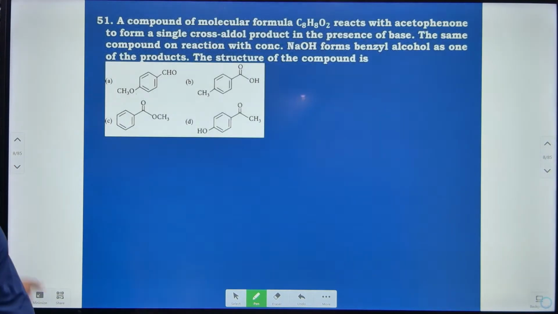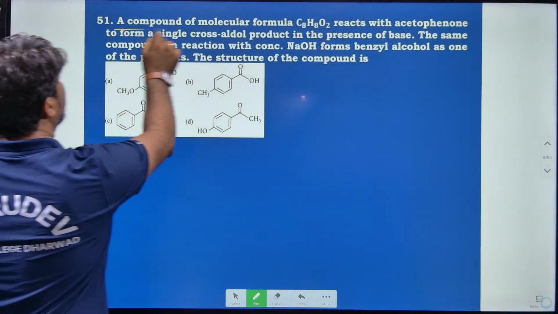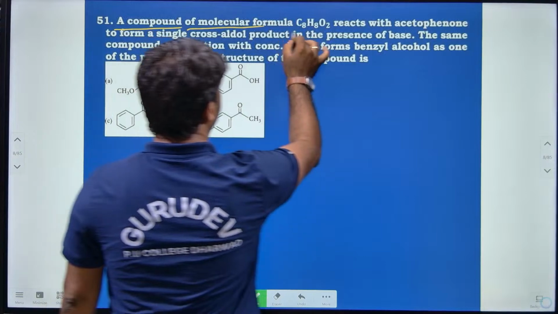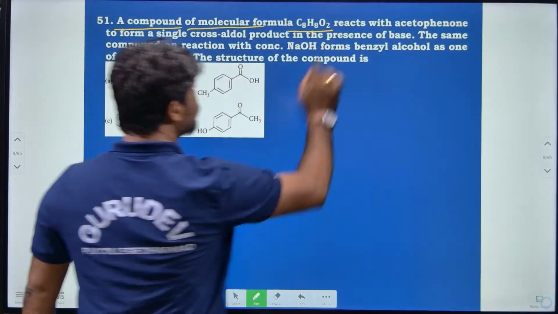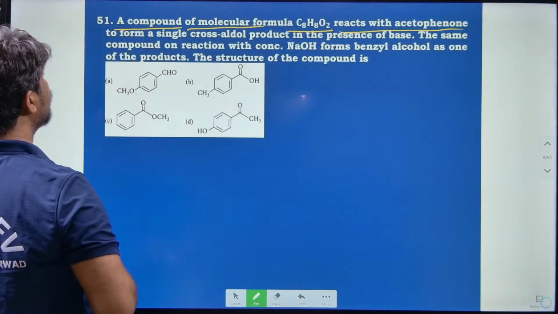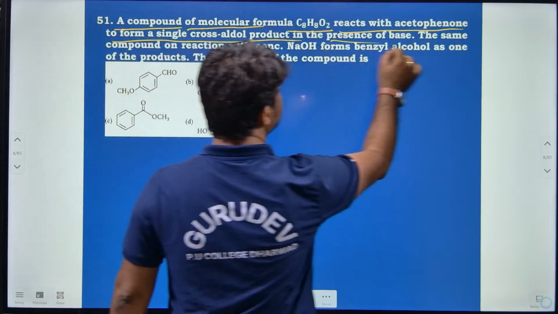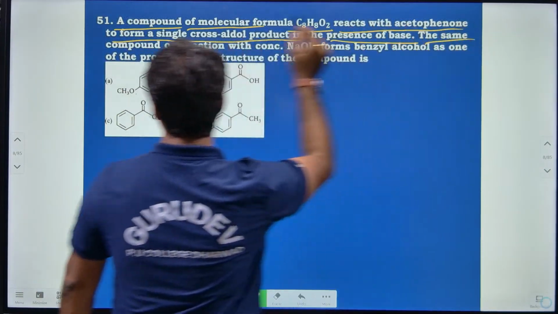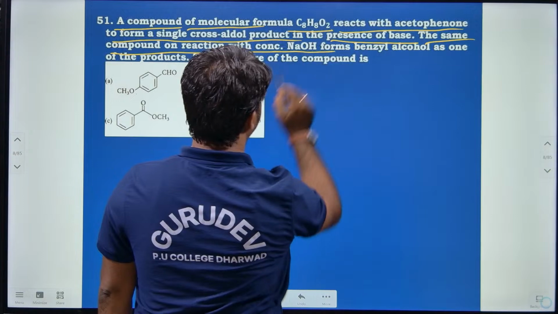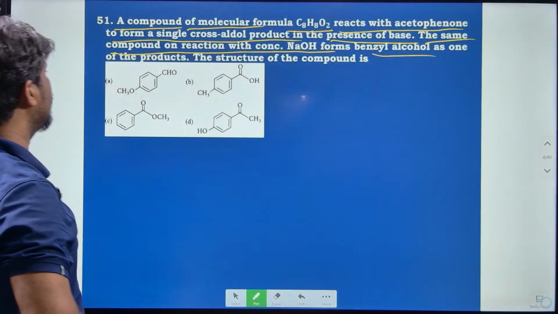Well, go to the next one. Question number 51. A compound of molecular formula C8H8O2 reacts with acetophenone to form a single cross aldol product in the presence of base. The same compound on reacting with concentrated NaOH gives benzyl alcohol as one of the products. The structure of the compound is?